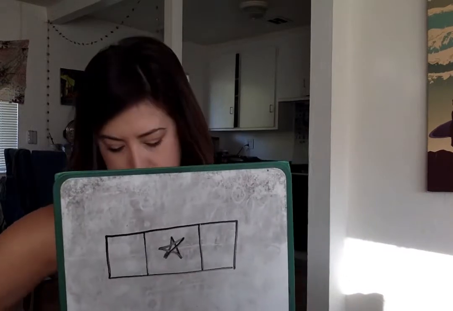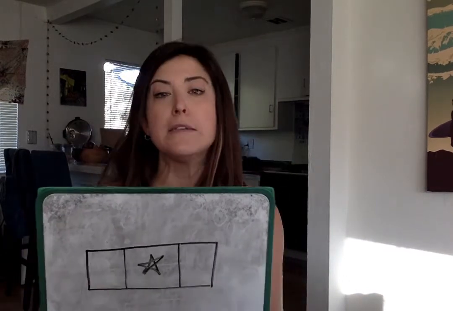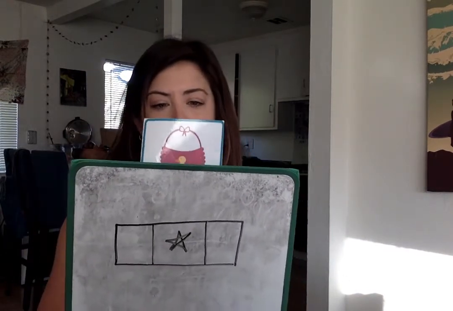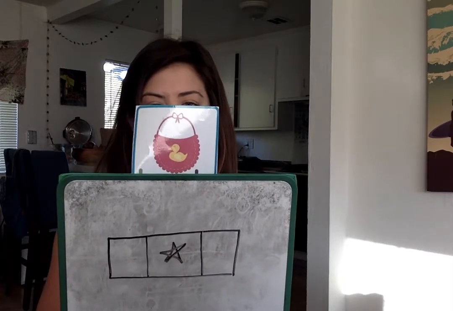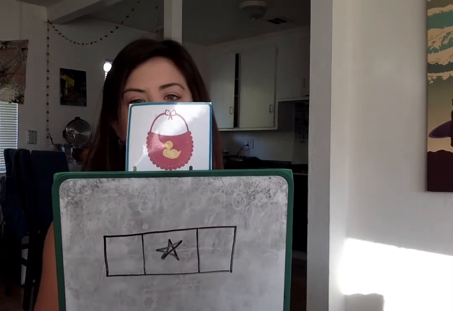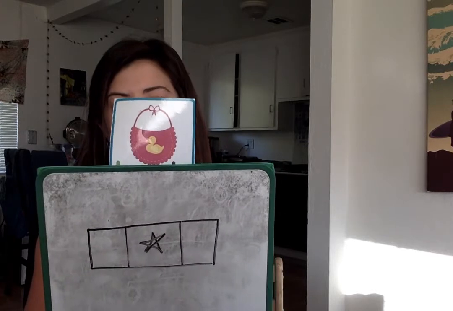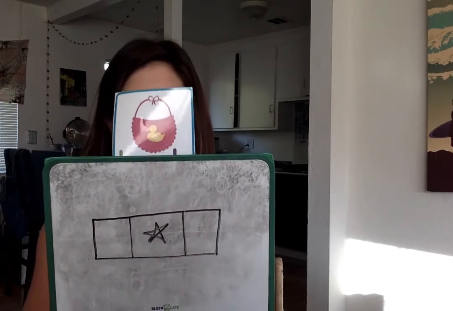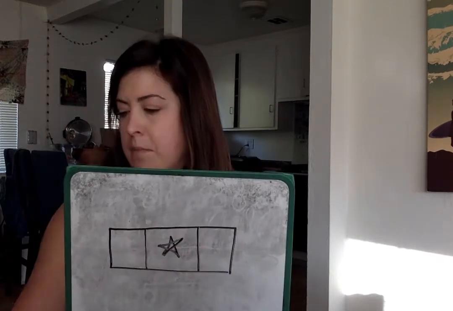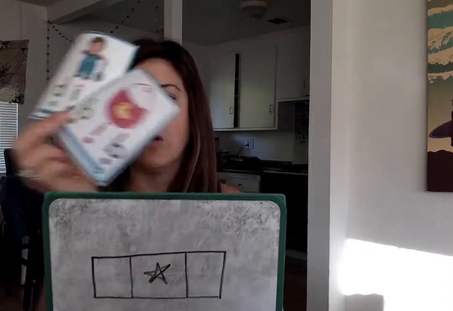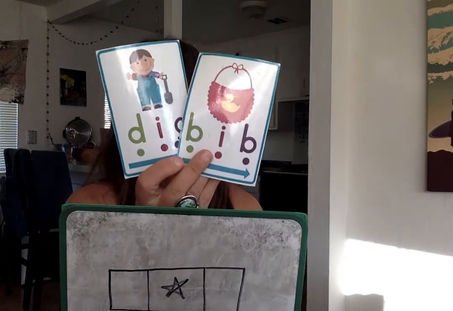We're sorting them. Okay, this is something that a baby wears. Bib. What's the middle sound in bib? I, made by the letter I. Bib can go in our I pile with the word dig.